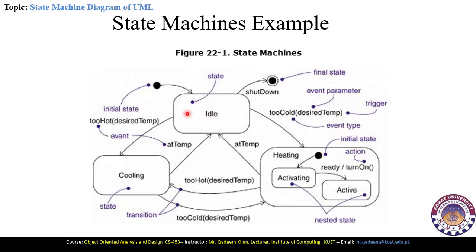So from the idle again, if the temperature becomes too hot, then the cooling state may be called here. And from the cooling, if the temperature becomes too cold, then the heating state will be called here. And these are nested states, meaning that these are in fact residing in one heating state. These are part of the heating state, and these are substates of the heating state. So that is a state machine example where we have provided substates, a sub state machine diagram, inside one state machine diagram here.